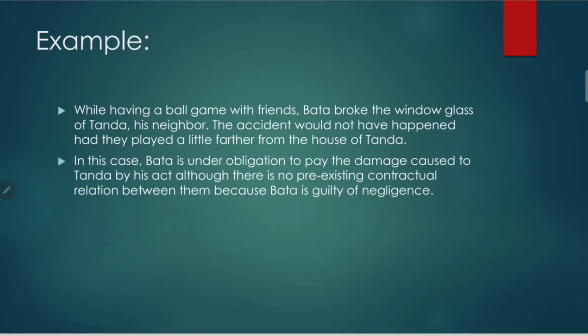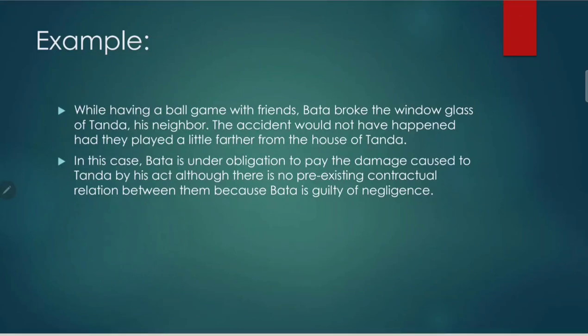Example, while having a ball game with friends, Bata broke the window glass of Tanda, his neighbor. The accident would not have happened had they played a little farther from the house of Tanda. In this case, Bata is under obligation to pay the damage caused to Tanda by his act, although there is no pre-existing contractual relation between them because Bata is guilty of negligence.